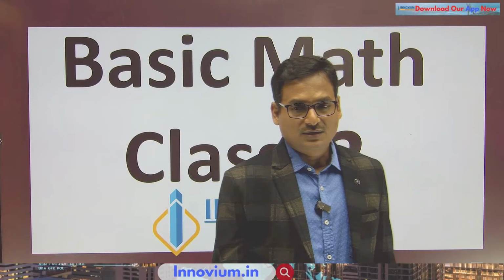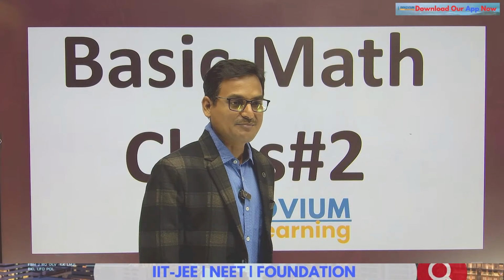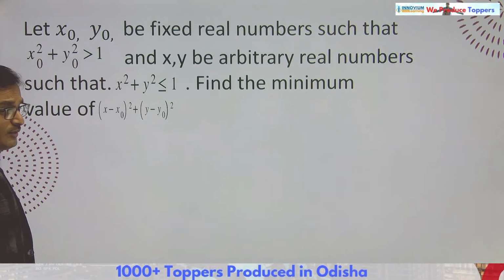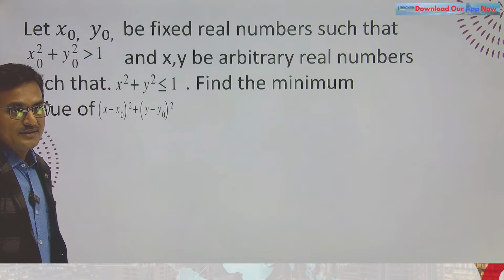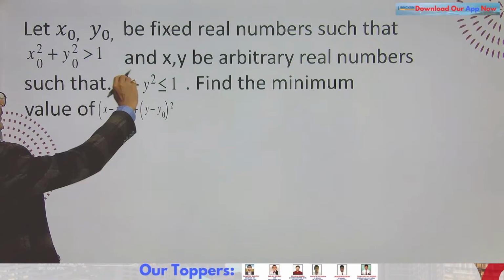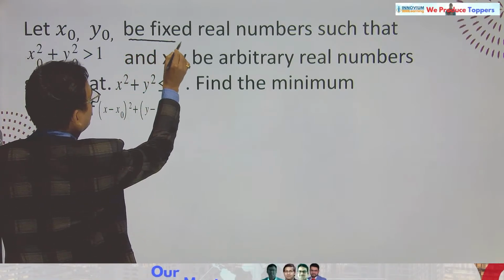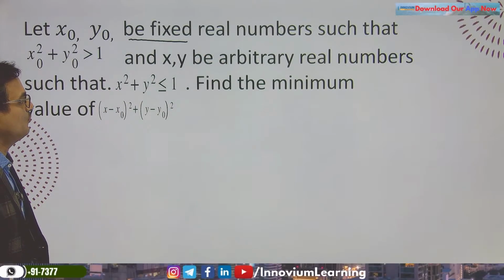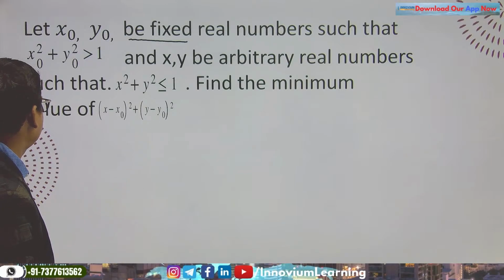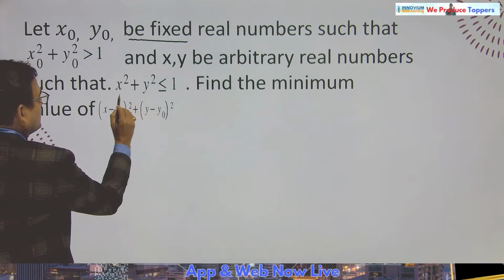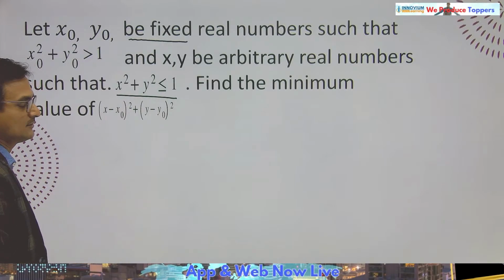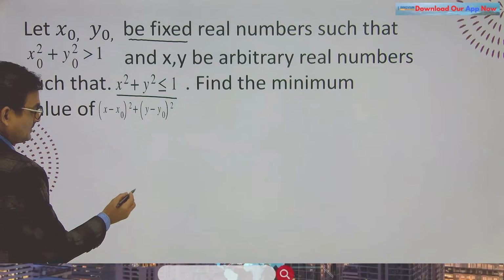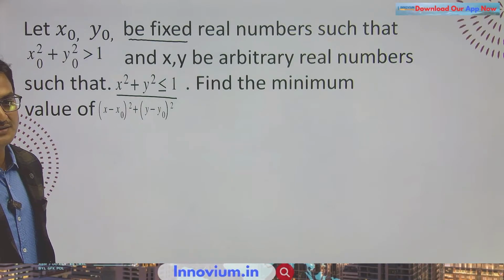So let's start today's discussion regarding basic mathematics. Today I have given one important question. You see, x0, y0 be fixed real numbers such that x0 square plus y0 square is greater than 1, and x, y be arbitrary real numbers such that x square plus y square is less than or equal to 1. Then find the minimum value of (x minus x0) square plus (y minus y0) square.